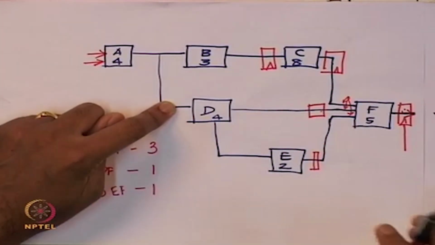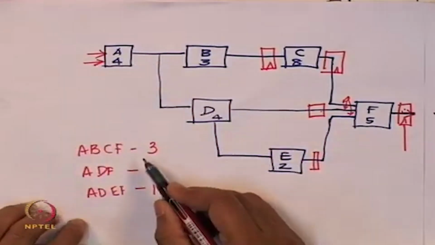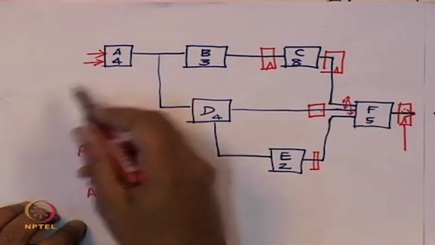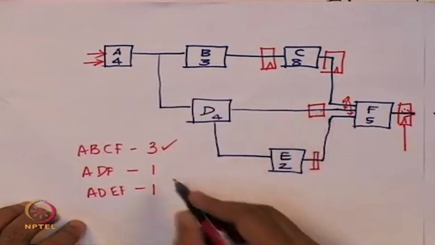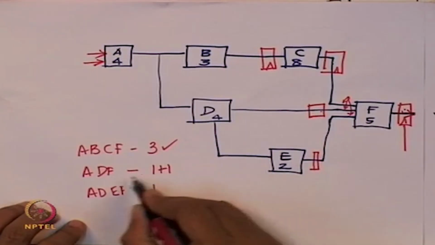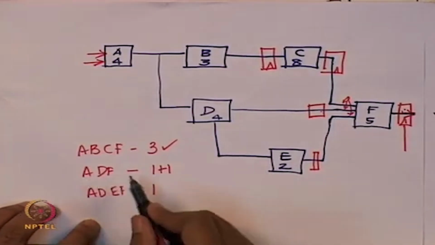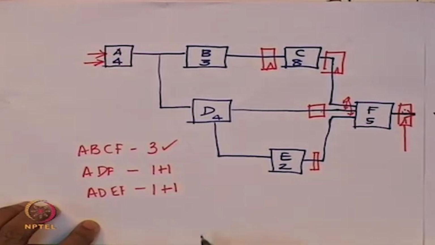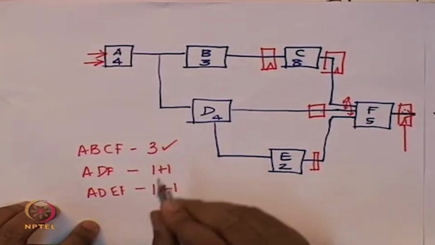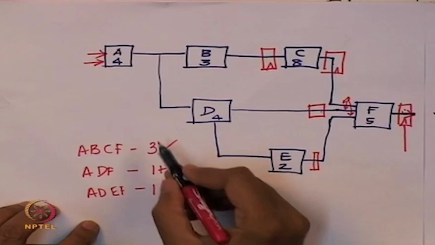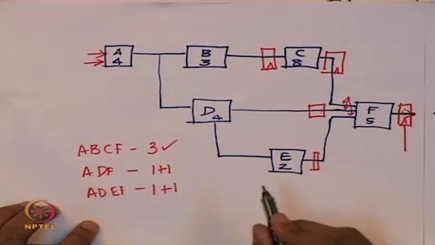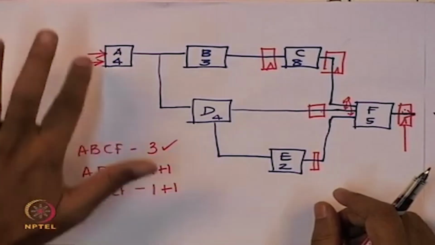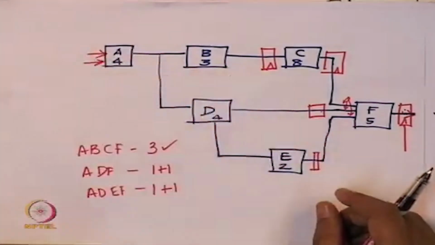Now let us go and see whether there is a well formed pipeline circuit. A, B, C and F, we have not introduced new flip flops, it is 3. For ADF, I have introduced one flip flop, so this is 1 plus 1 now. So ADF has 2 stages of pipeline, ADEF has 2 stages of pipeline. So it is still not a well formed pipeline circuit. So this has 3 and these two have 2. I still need to introduce one more flip flop on the path ADF and ADEF.